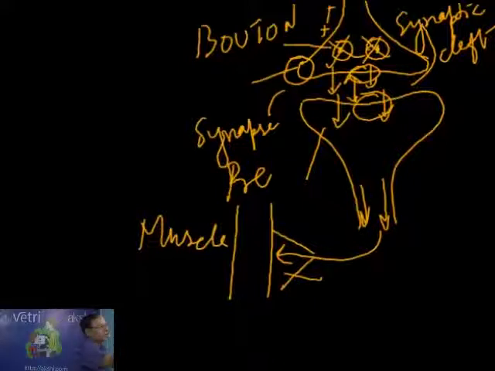The junction between two neurons is called the synapse, whereas the junction between the nerve cell or neuron and the muscle is called the neuromuscular junction. Once the electrical impulses reach the neuromuscular junction, neurotransmitters are again released and conduct impulses there, stimulating the muscle to undergo change, leading to muscle contraction. This is what is happening.